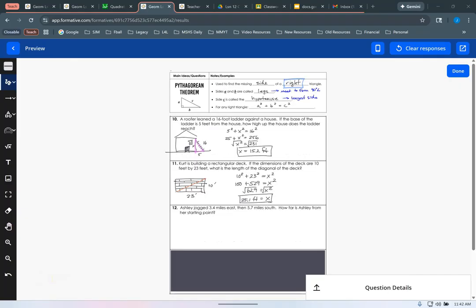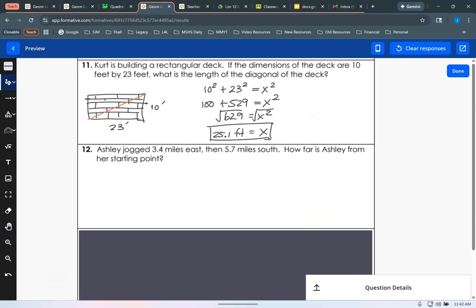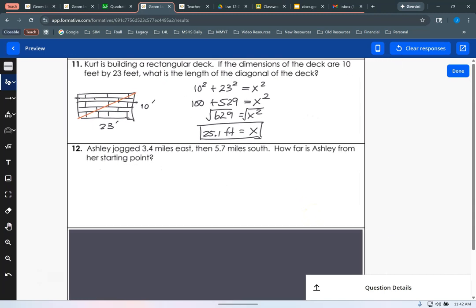These types of questions tend to confuse students a little bit, so we can take a look at this one together. Okay, it says Ashley jogged 3.4 miles east, then 5.7 miles south. How far is Ashley from her starting point?